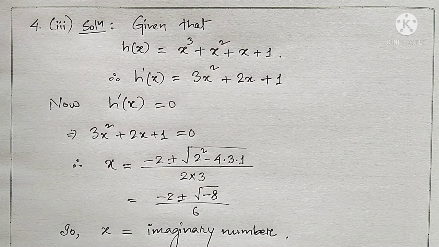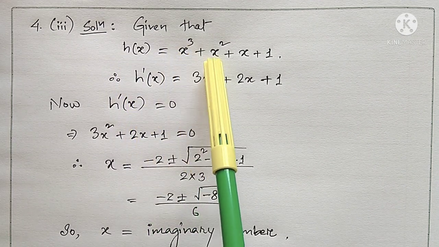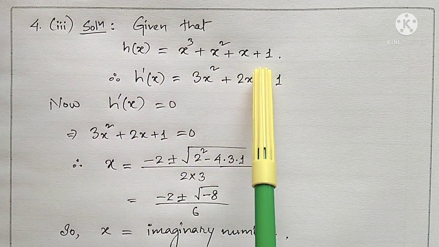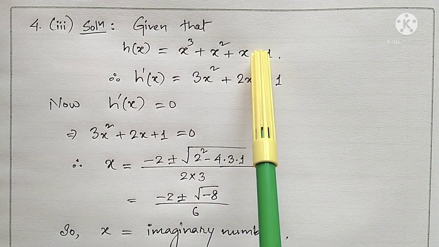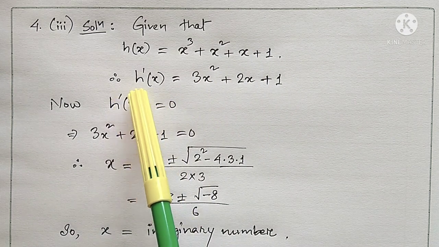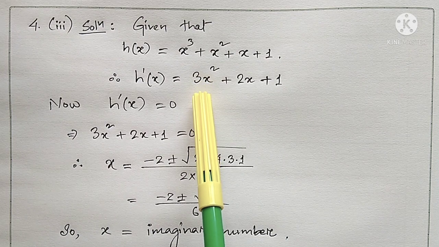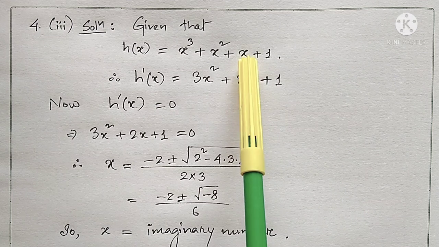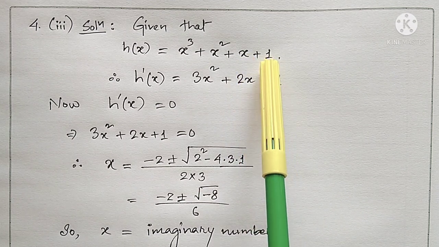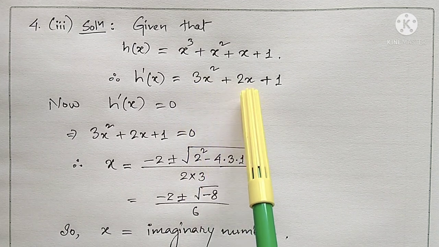So in question number 4, one more question is there, and which one is given here? You see, given that h(x) equals x cube plus x square plus x plus 1. The third one is this one. So this one is an algebraic function. So what you have to do, the process is same, we have to differentiate this one. So h dash of x equals, here we write, d/dx of x cube means we write 3x square, isn't it? As well as d/dx of x square means what? Twice x, and d/dx of x is 1, and d/dx of a constant term is 0. Ultimately the answer we get here is 3x square plus twice x plus 1.